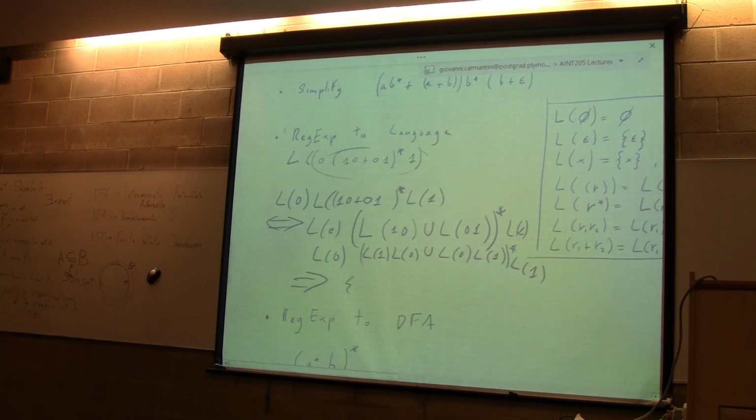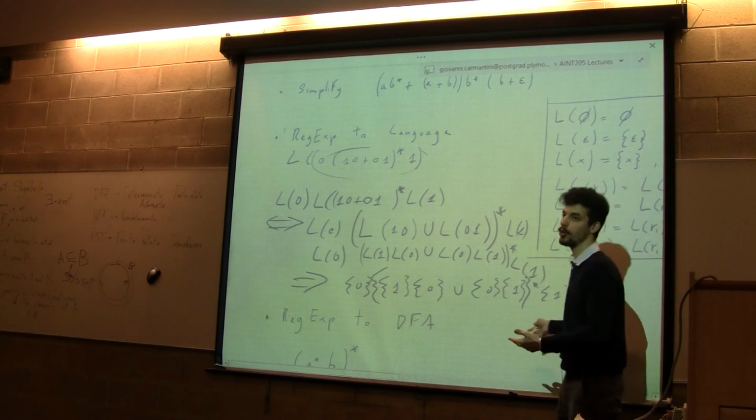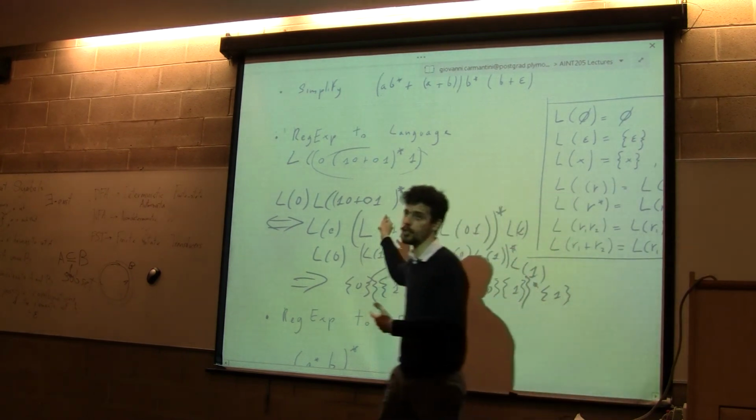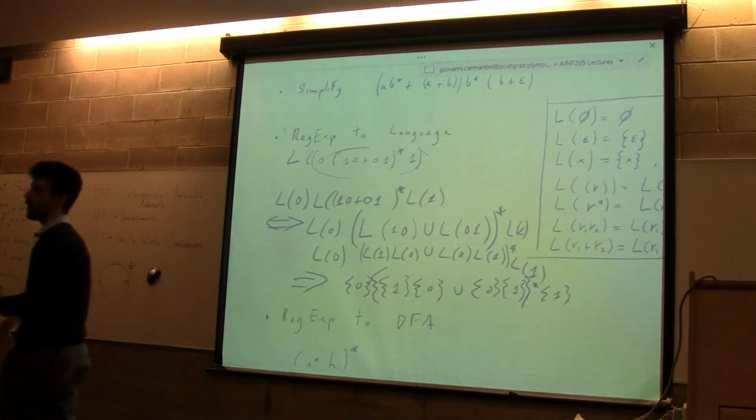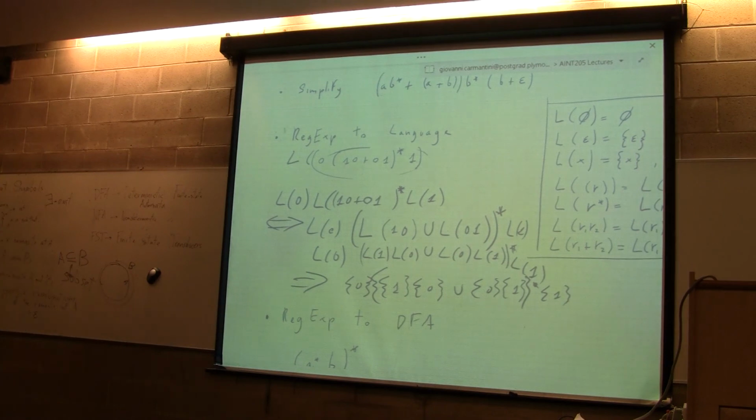This is equal to the set 0 concatenated with the set 1. Oh, this is another set. 1, 0, union 0, 1, star. This is getting a little messy. But this was just to show you that from a regular expression, you can go back to the regular language. You won't have to do that anywhere.